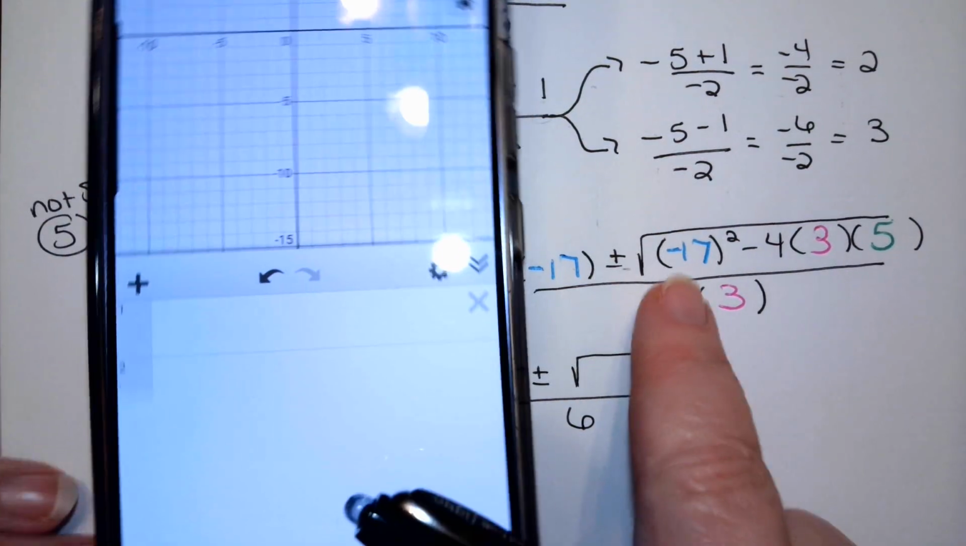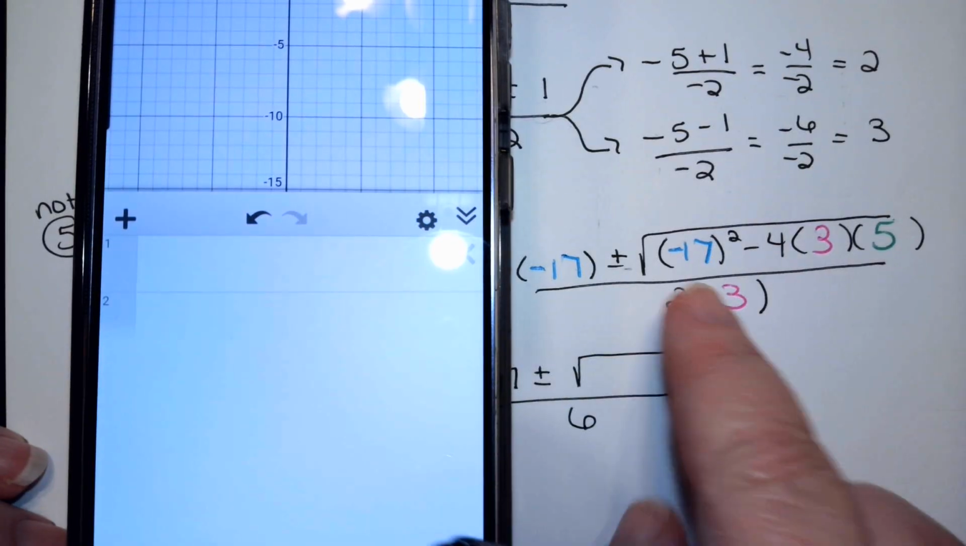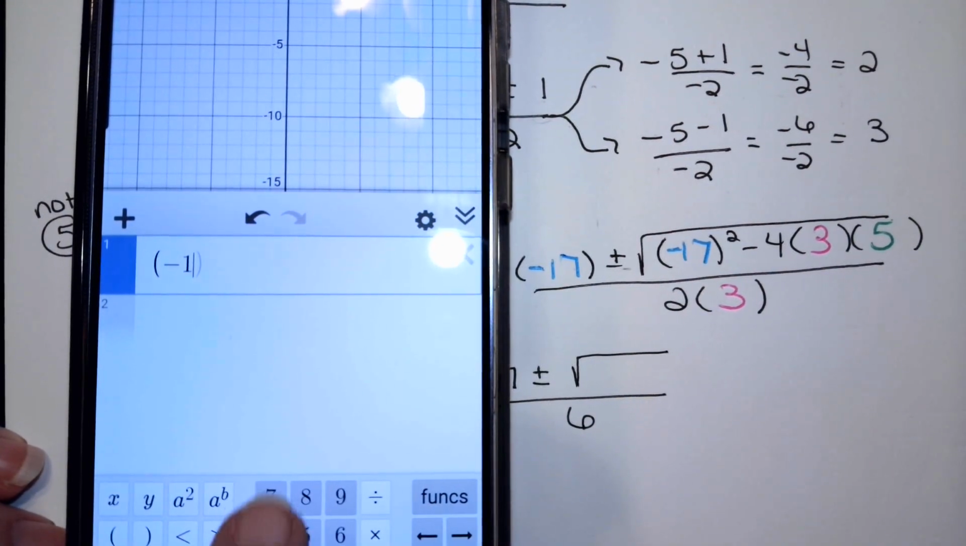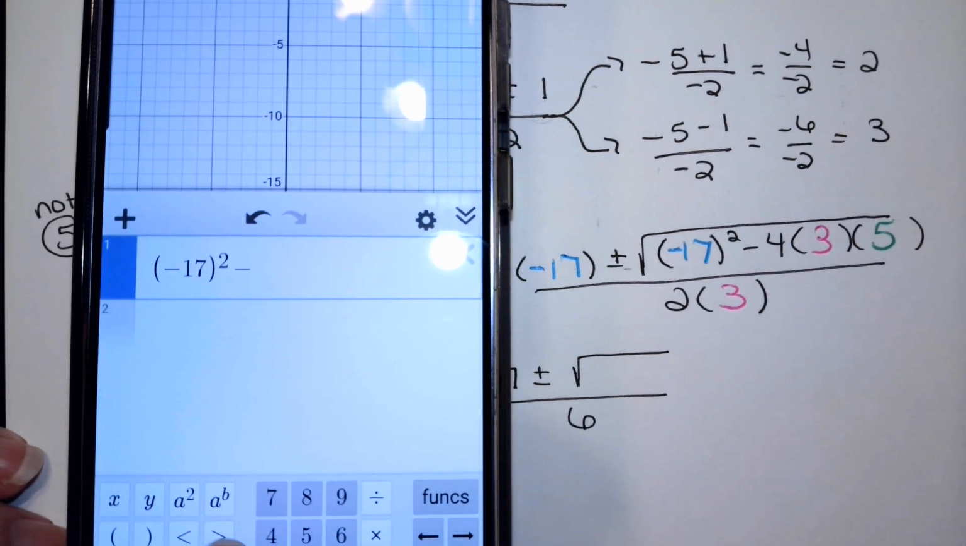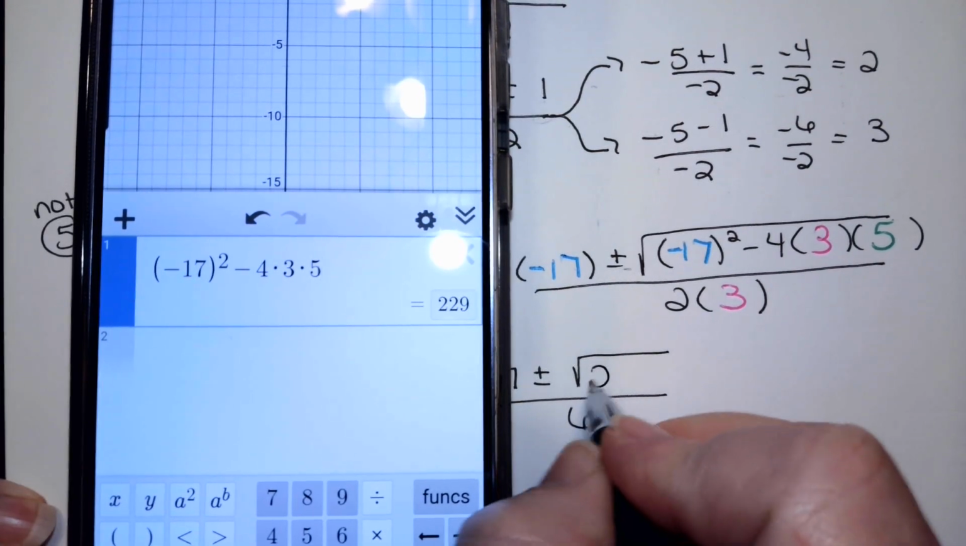All right, I'm going to come right here and I'm going to put the discriminant in the calculator. I'm not going to put the square root part, I'm just going to put the discriminant. So we got negative 17 squared minus 4 times 3 times 5. And we get 229.